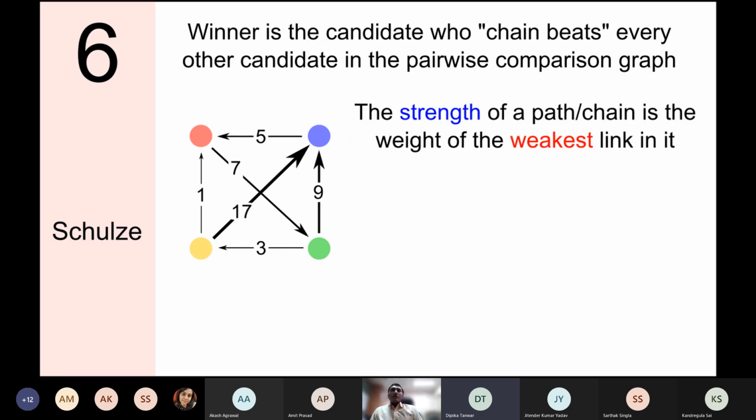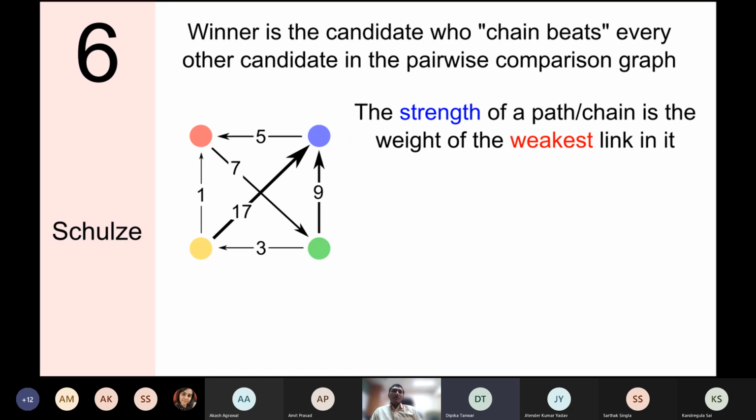Because it's a graph, we can think of paths or chains in this graph. Now I'm going to say that the strength of a path is the weight of the weakest link in that path. Let's look at an example. Let's look at the path green to yellow to red. What is the strength of this path? Anyone? 1, right? Because 1 is the weakest link on this path.